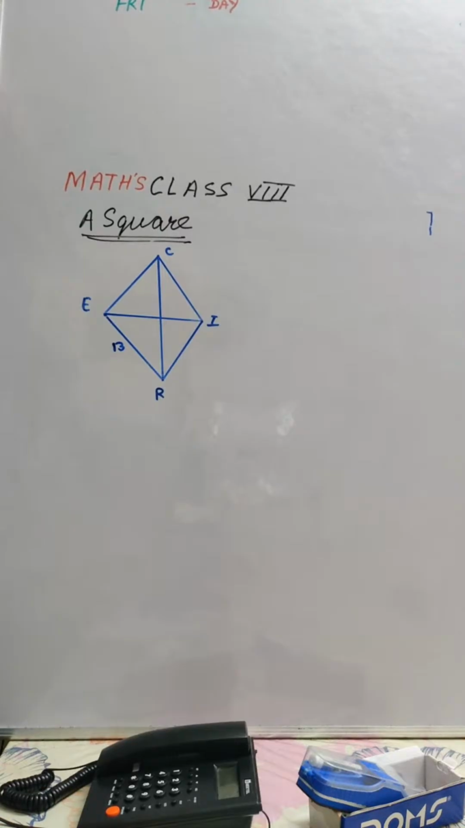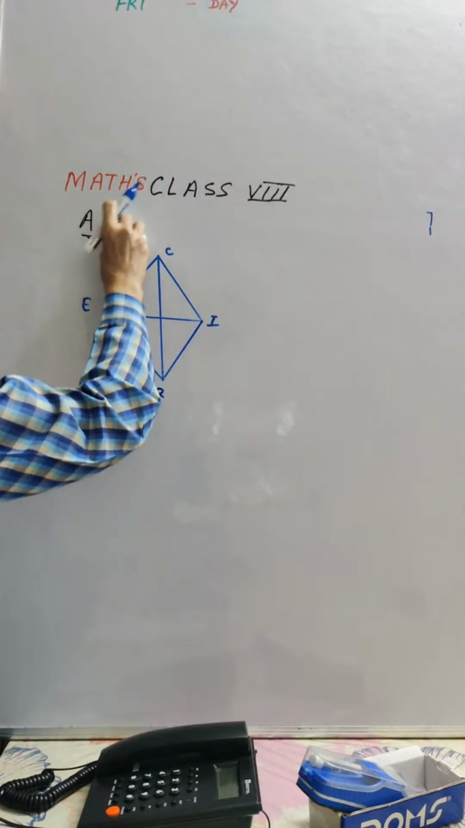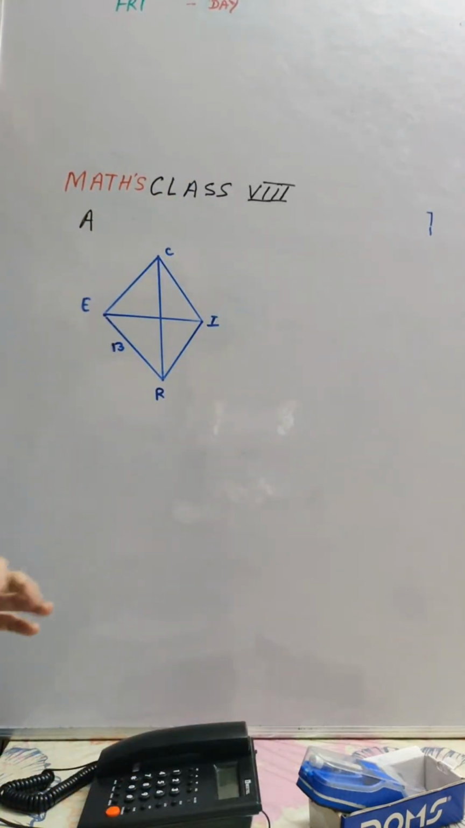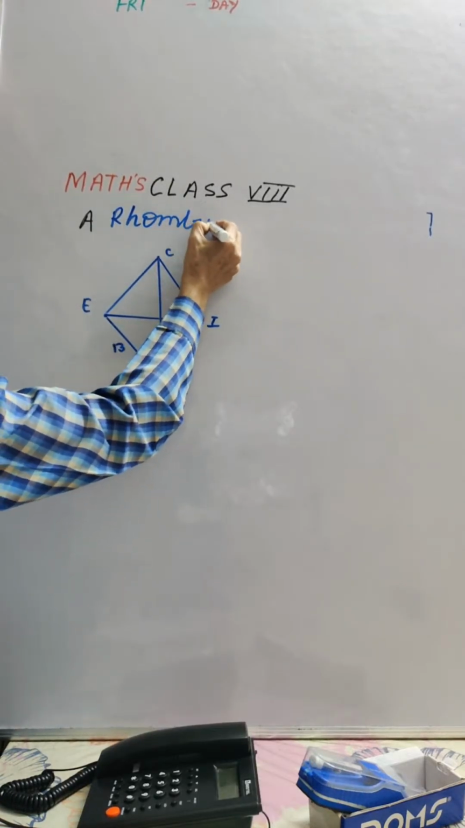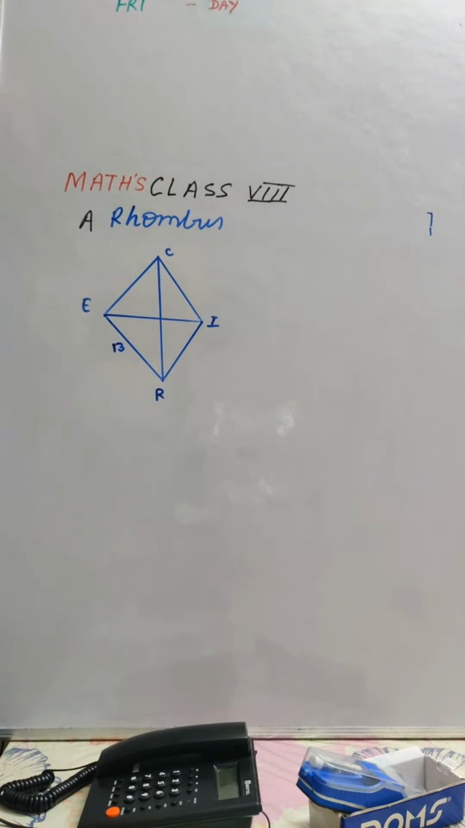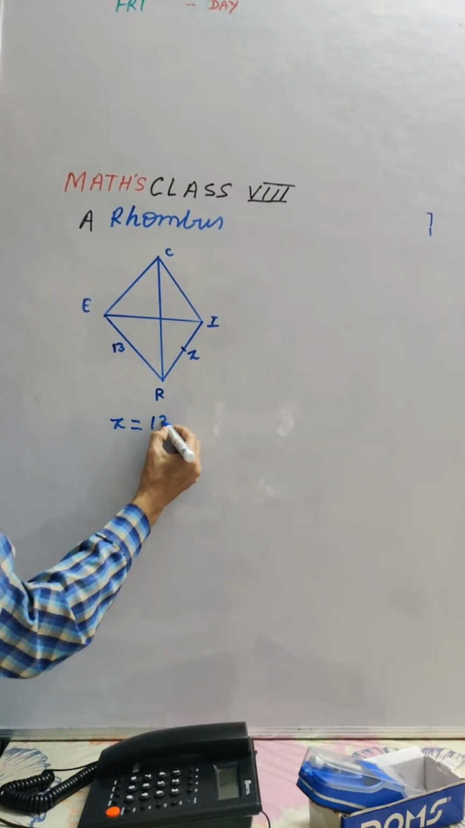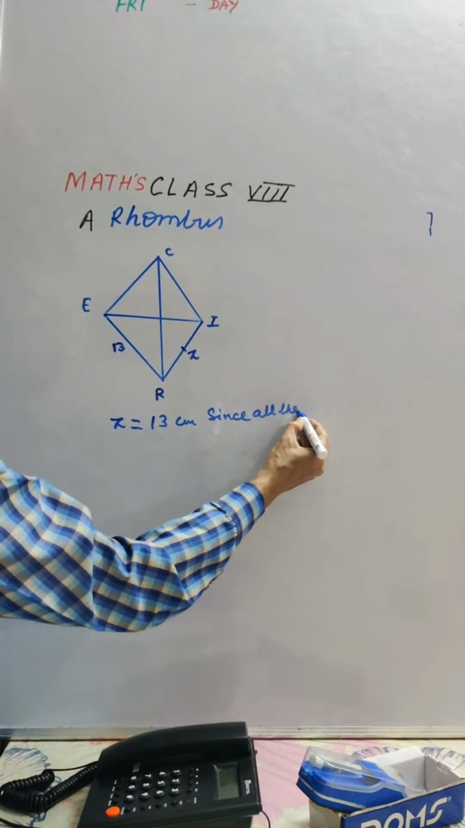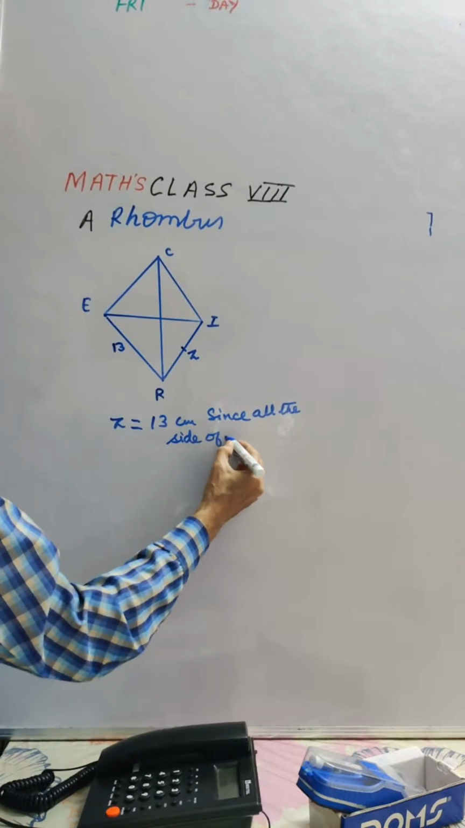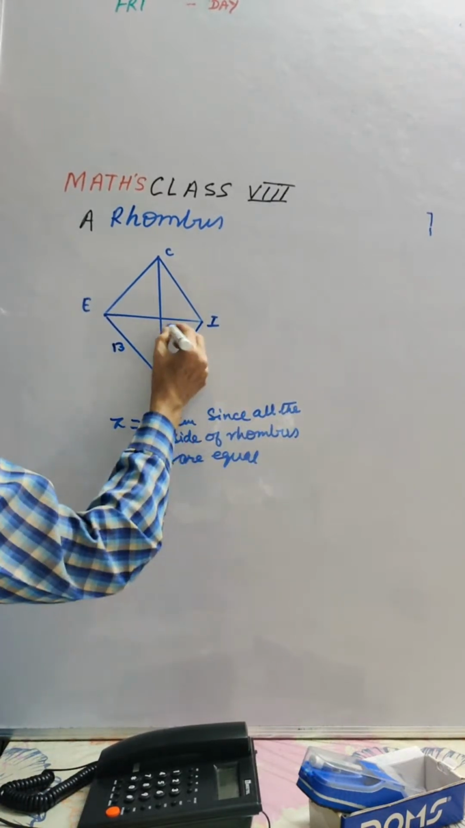So we have to find the other side. This is a rhombus. So this way, all the sides of this rhombus are equal. This is 13, we need to find this, which is Z. So Z is equal to 13 centimeters, since all the sides of a rhombus are equal.